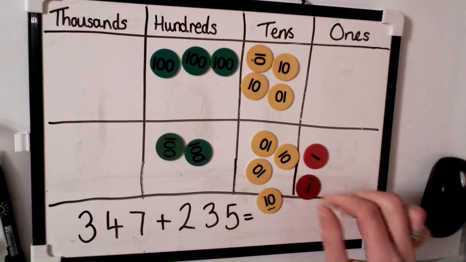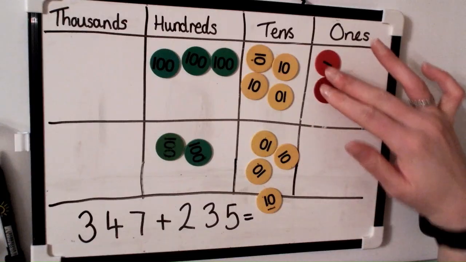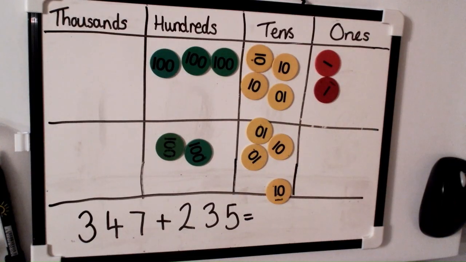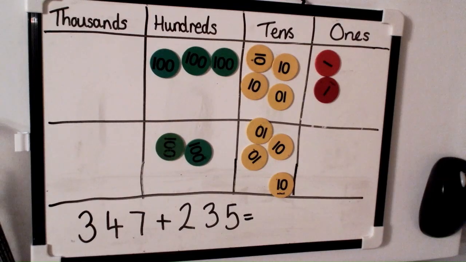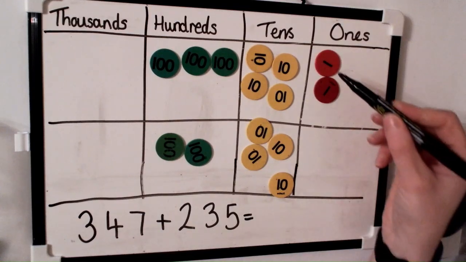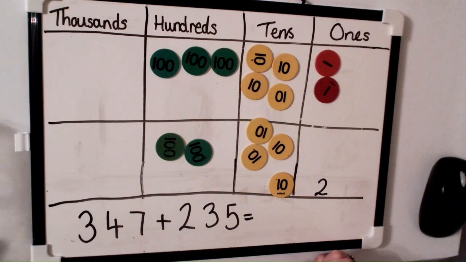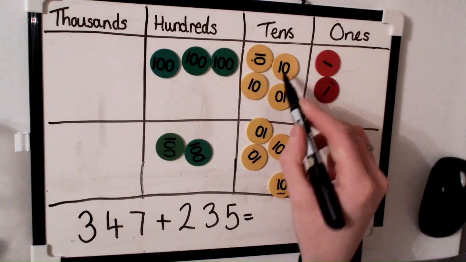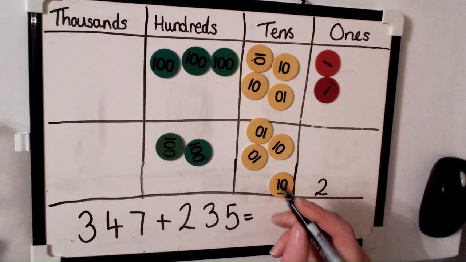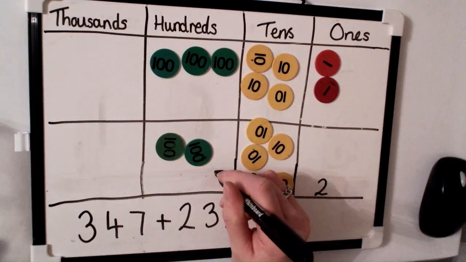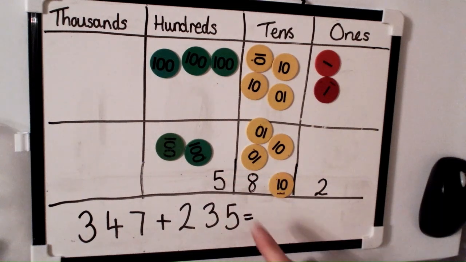So as you can see, now that that trade has been made, it is a lot easier and a lot more organised to add our numbers. So now we can add the ones together, add the tens together, add the hundreds, and now we have our answer.